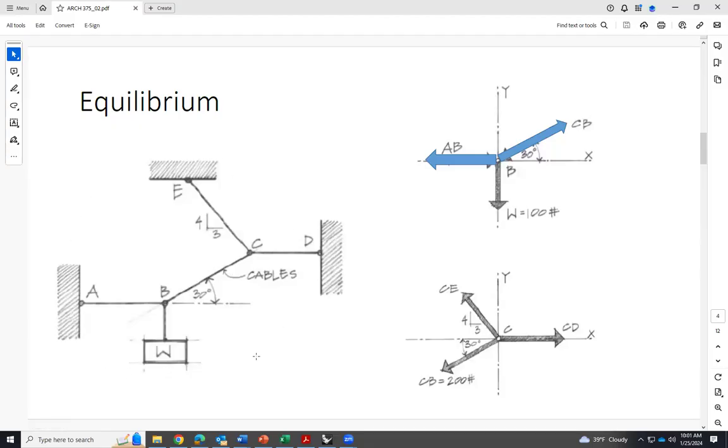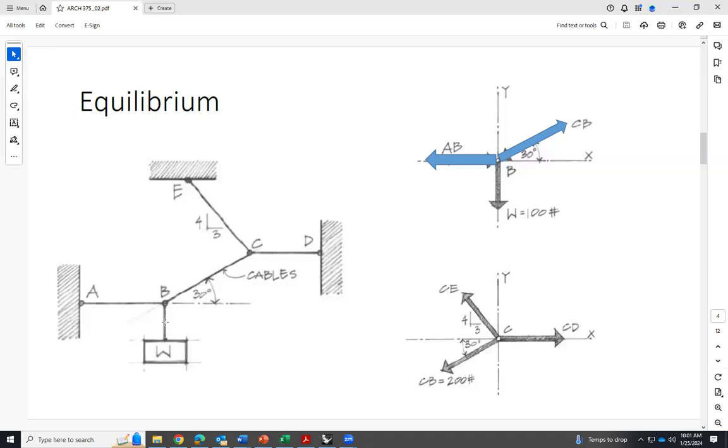We're going to solve this structure. So we have this weight here hanging from this point. That's the only external force that we have. And we need to know the force that we have in these cables or bars. Okay, so those are concurrent forces. They all meet at this point, and then these three cables meet at this point.